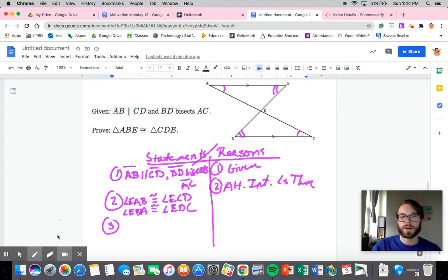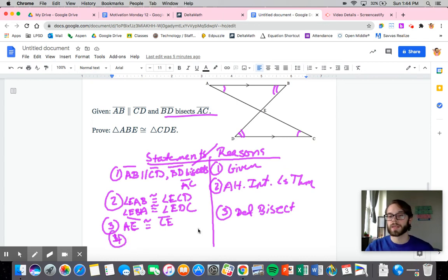Now, if I really wanted to, I could use vertical angles, but that doesn't help me, right? That gives me three angles. I still need a side. Well, we know this is going to give us our side. If BD is bisecting AC, then AE must be congruent to CE. That's really just what we're getting from being a bisector. It's putting it into two different parts, and when it's cut into two different parts, they're both congruent because they're equal.